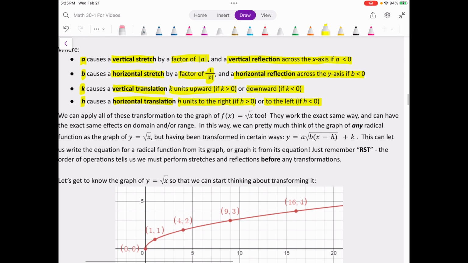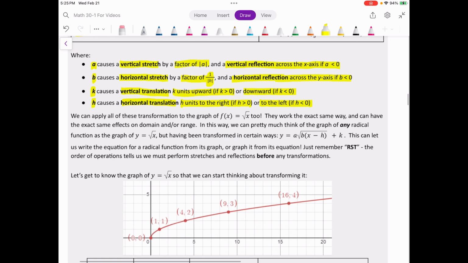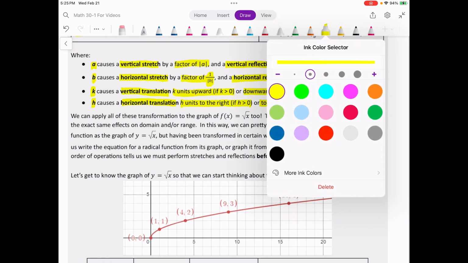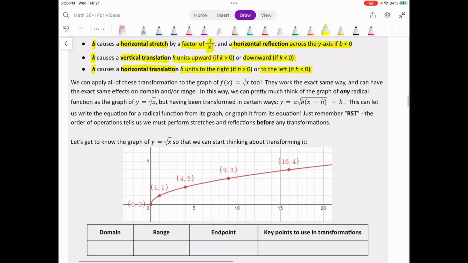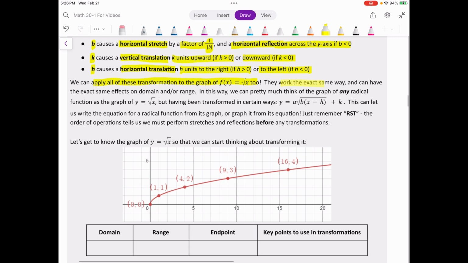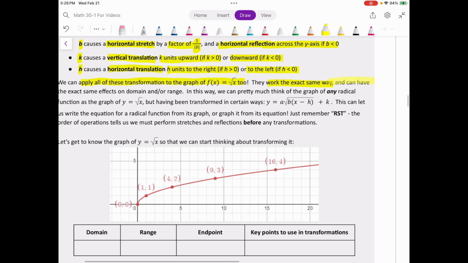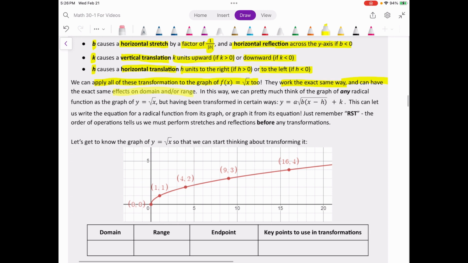Okay, so all we're going to do now, folks, is apply these with a little more focus on radical functions. But it's all the same stuff from Unit 1. Literally nothing's changing here in the way we have to think about these. We can apply all of these transformations to the graph of f(x) = √x. They work the exact same way and can have the exact same effects on our domains, our ranges, all that good stuff that we talked about in Unit 1.